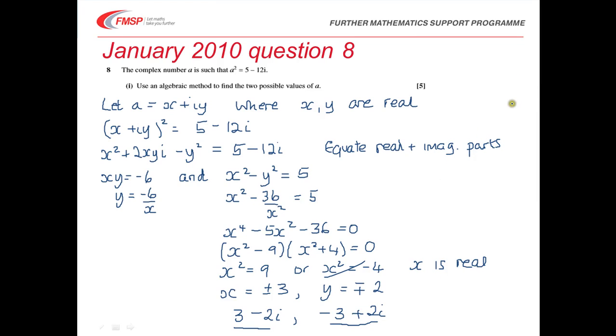So in terms of marks, 5 marks in total for the question. You got a method and an accuracy mark up here for equating your real and imaginary parts. So a method mark and then an accuracy mark for doing it correctly. You got a method mark here for getting your quadratic in x squared. And then a method mark here for working out x equals plus or minus 3, y equals minus plus 2. And then an accuracy mark for your two roots.